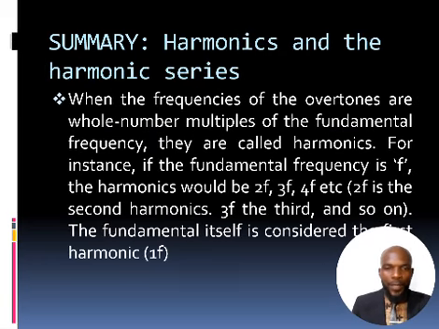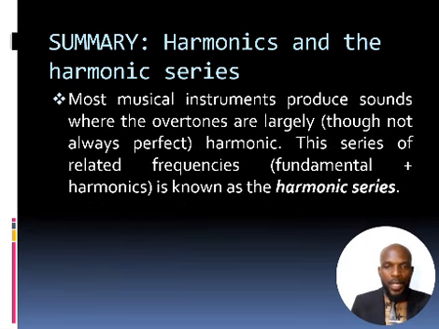When the frequencies of the overtones are whole number multiples of the fundamental frequency, they are called harmonics. For instance, if the fundamental frequency is F, the harmonics will be 2F, 3F, 4F, etc. 2F is the second harmonic, 3F the third, and so on. The fundamental itself is considered the first harmonic, that is 1F. Most musical instruments produce sounds where the overtones are largely, though not always perfectly, harmonic. This series of related frequencies, fundamental plus harmonics, is known as the harmonic series.